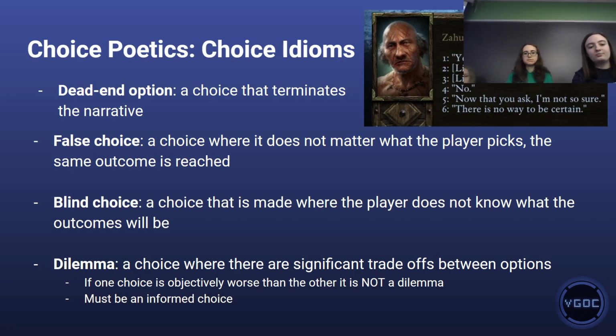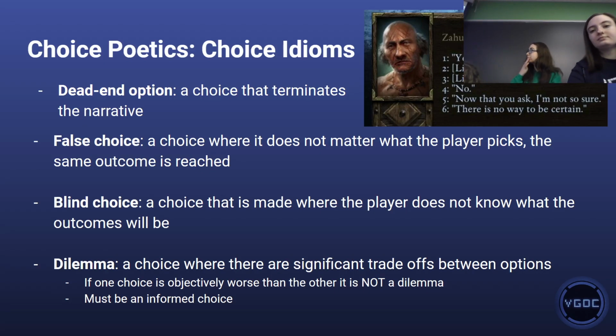And then there's also blind choice, which is a choice that is made where the player does not know what the outcome will be. And then a dilemma, which is a choice where there are significant trade-offs between options. So if one choice is objectively worse than the other, then that's not considered a dilemma, and it must be an informed choice, because otherwise that would just be a blind choice and not a dilemma.